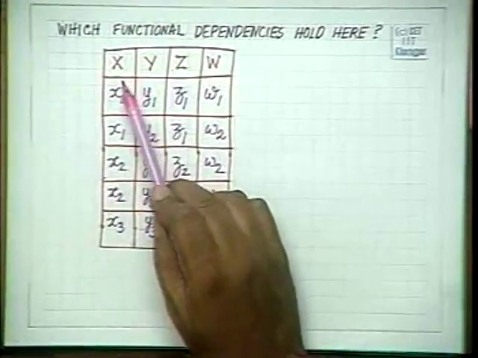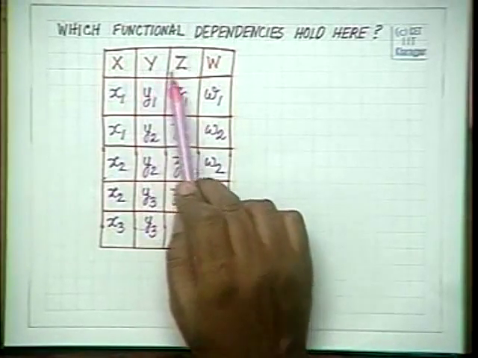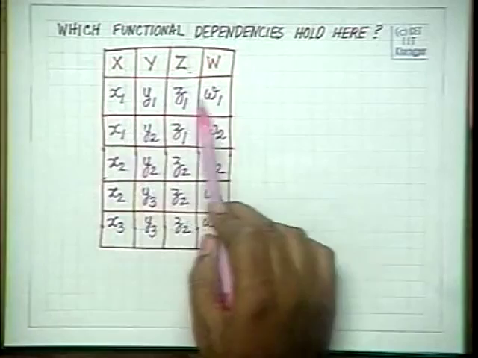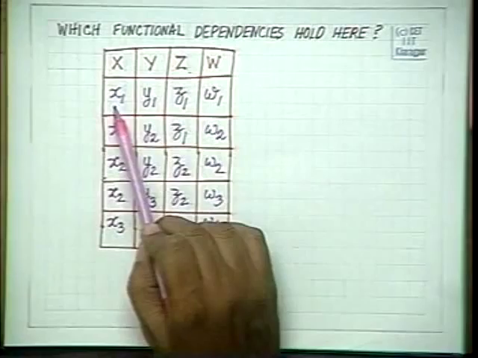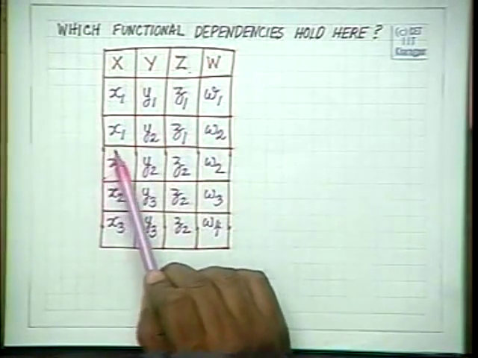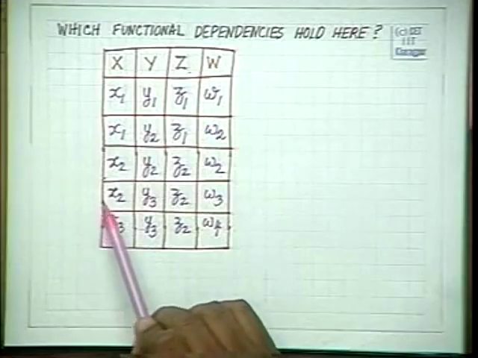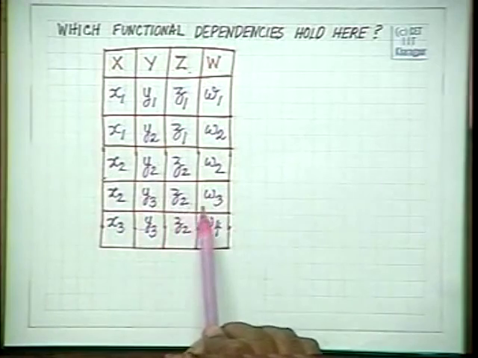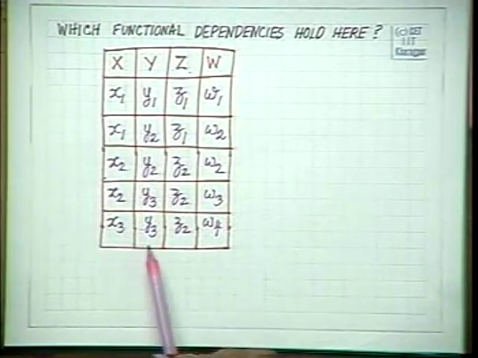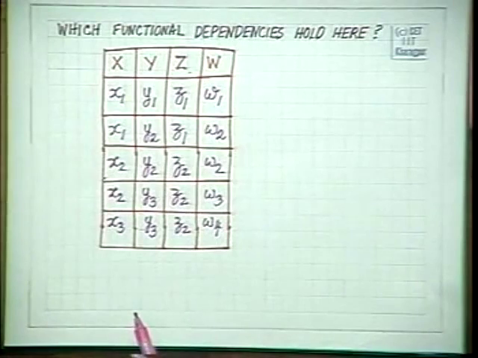Finally, let us see a table. This is a relation with attributes x, y, z and w, and these are the instances on the table. The first tuple is x1, y1, z1, w1; the second tuple is x1, y2, z1, w2; the third tuple is x2, y2, z2, w2; the fourth is x2, y3, z2, w3; and the fifth is x3, y3, z2 and w4. The question is, which functional dependencies hold here?